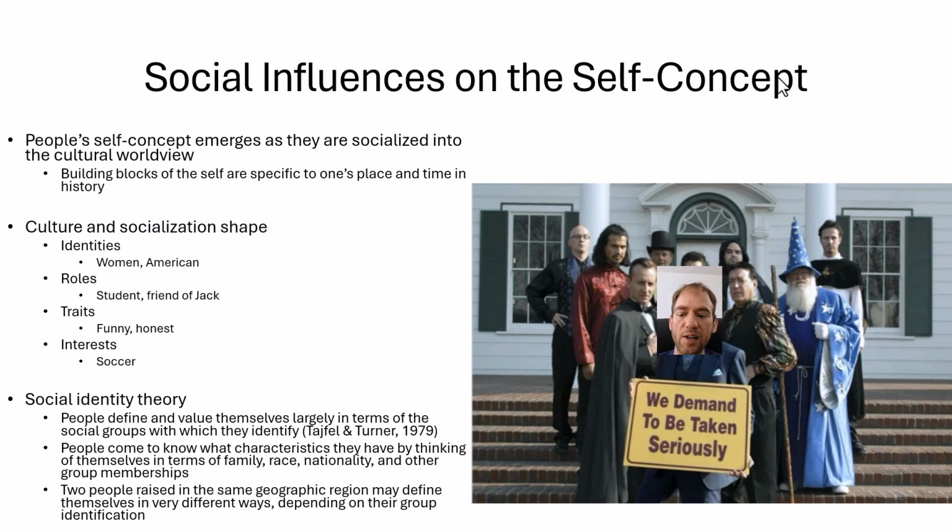Moving on to social identity theory, people define and value themselves largely in terms of social groups with which they identify, this theory argues. People come to know what characteristics they have by thinking of themselves in terms of family, race, nationality, and other group memberships. Two people raised in the same geographical region may define themselves in very different ways, depending on their group identification. So here we have social identity, so you can almost think of it as a group identity theory.